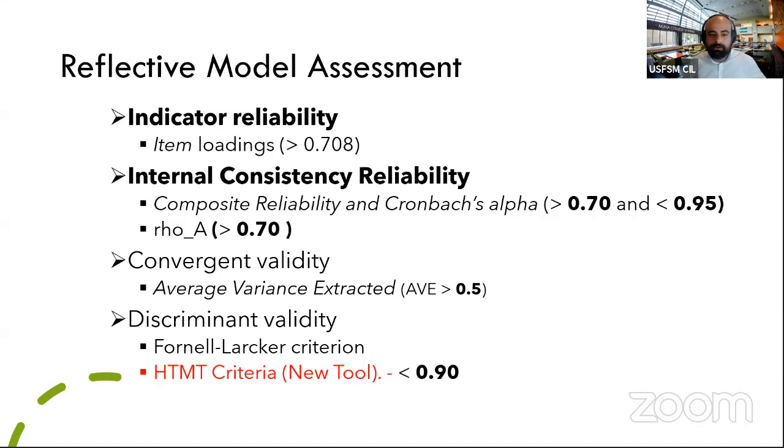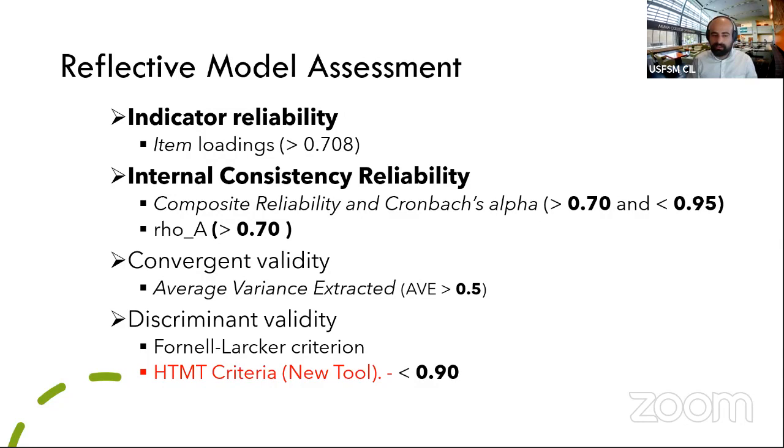Okay. Now when it comes to reflective model assessment, there are a few things that you need to do. One is obviously indicator reliability. You get this with item loadings, and loadings should be higher than 0.708. I'll do the analysis and explain how you go about that. Then it comes to internal consistency or internal reliability, which you can get through composite reliability and Cronbach alpha.